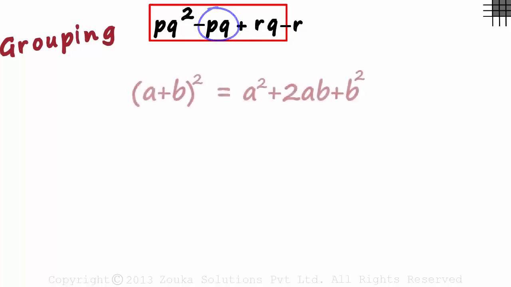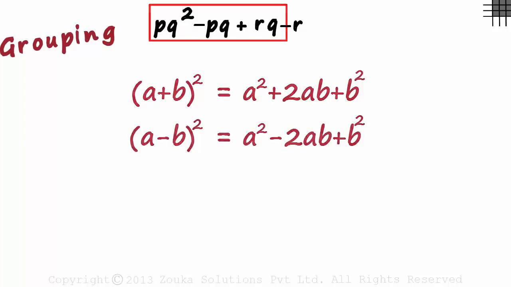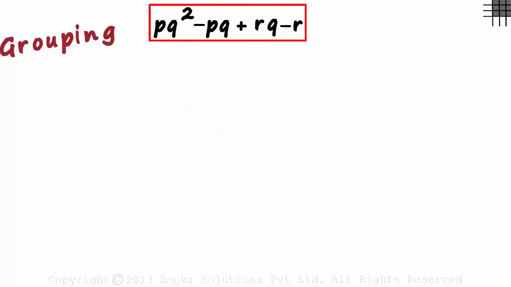If there were 3 terms, we could have probably tried splitting the middle term to use the first or the second identity. But we have 4 terms in this case. This is where grouping terms can help us. Let us group these 2 terms and these 2 terms.